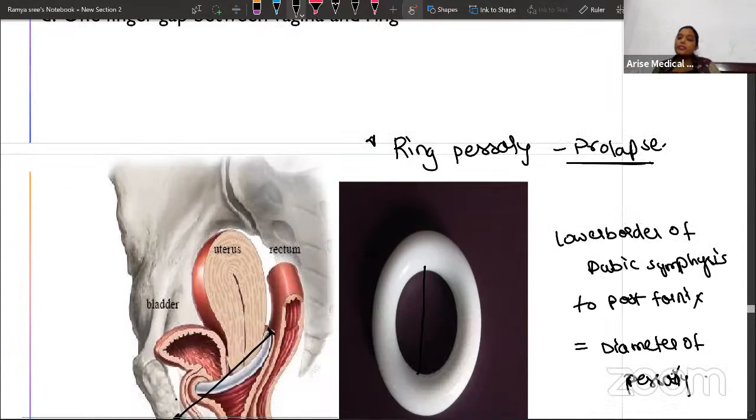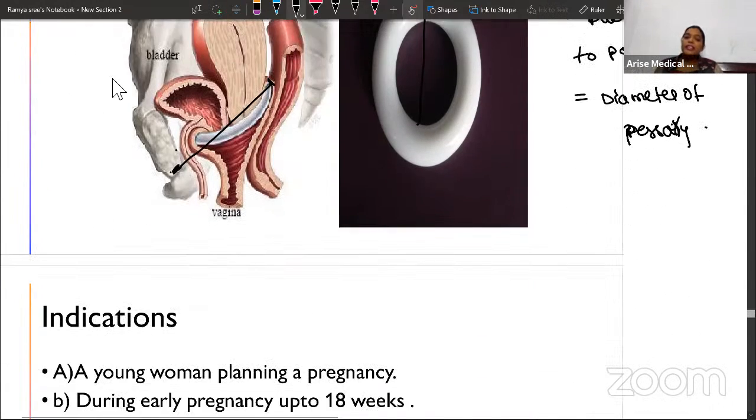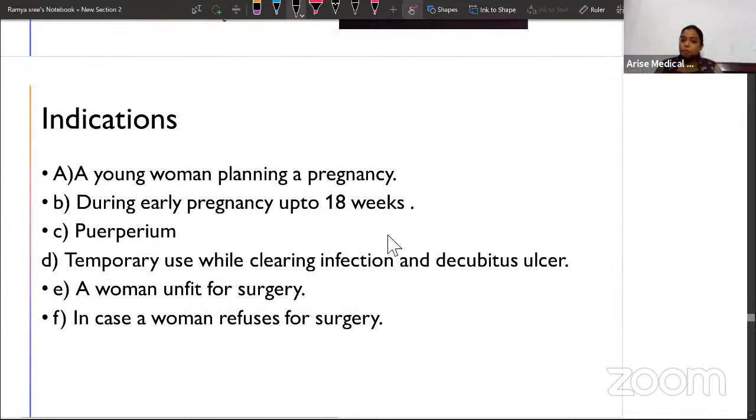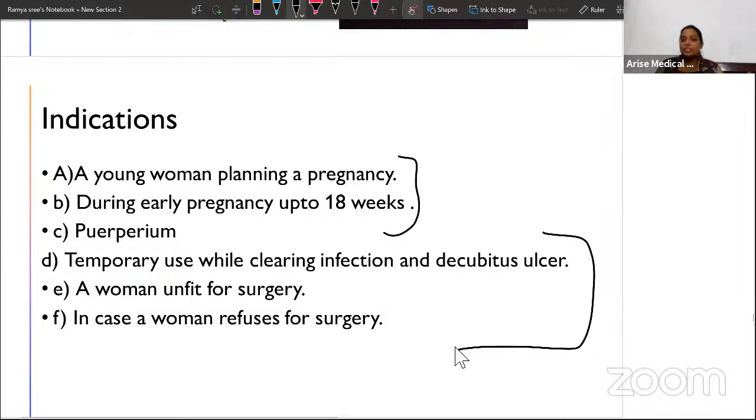So what are the indications where you have to insert the pessary? There are 3 indications pertaining to pregnancy and 3 indications pertaining to surgery. The 3 indications pertaining to pregnancy are a young woman who is planning a pregnancy, but she should have only grade 1 or grade 2 prolapse. Grade 3, grade 4 cannot be handled by a pessary. Then, during early pregnancy up to 18 weeks, and during puerperium.